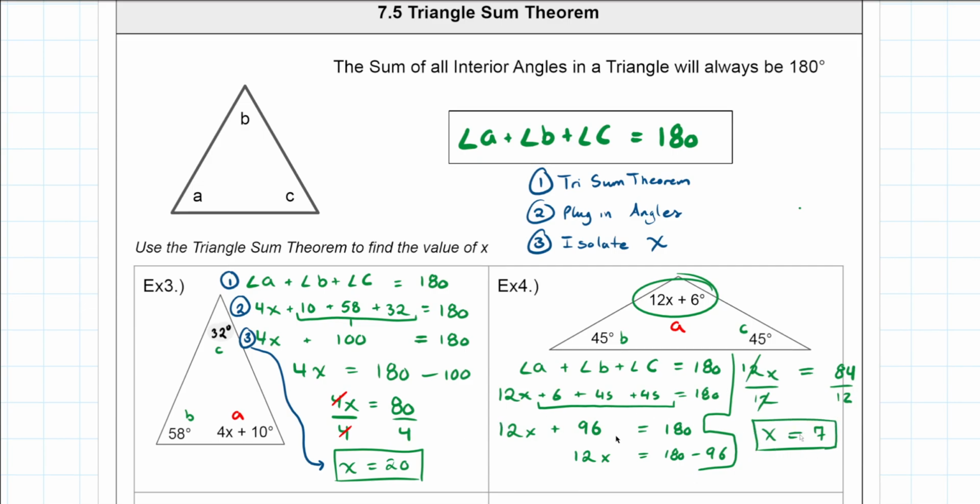There you go, guys. Two solid examples. But notice, it's the same steps. Triangle sum theorem, plug in the angles, simplify, solve, or isolate.